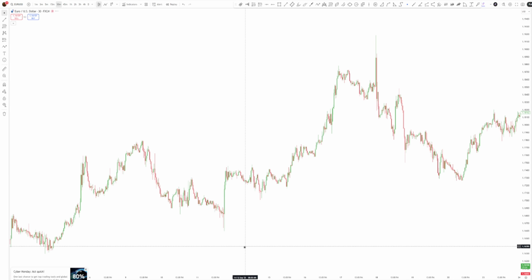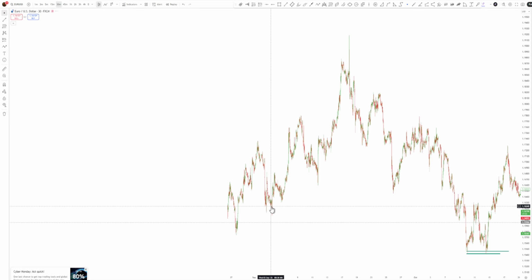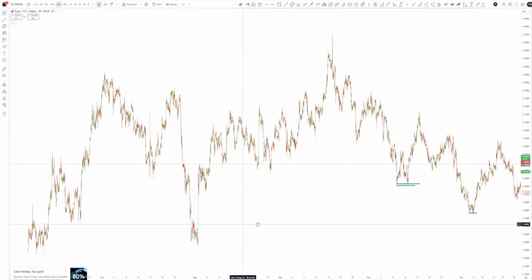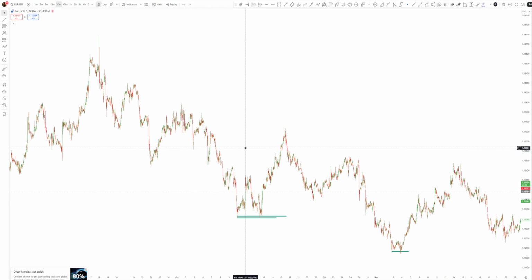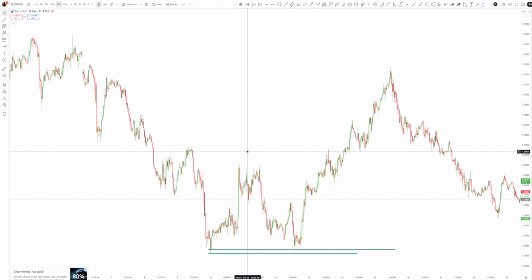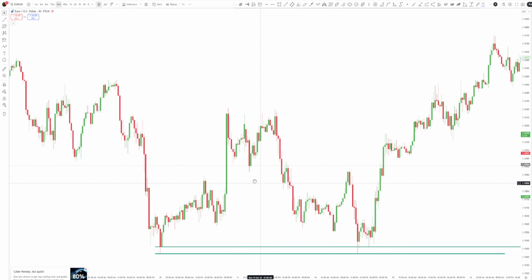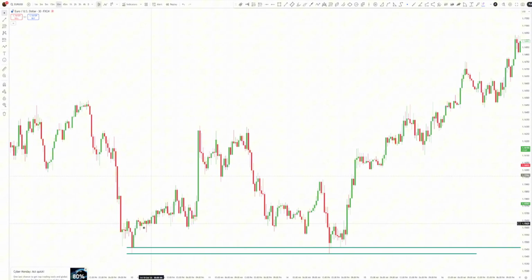Which is it? Okay, we have lost it. Is it this? Okay, it is this. Okay, this is the area. Here you can see that the price came to this level and got rejected to the upside.